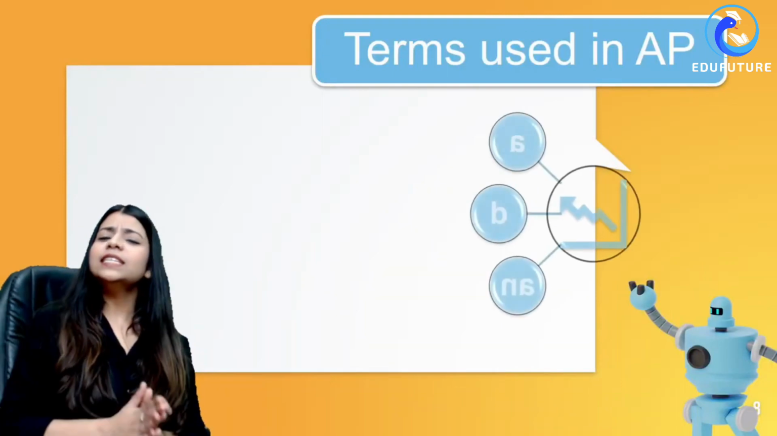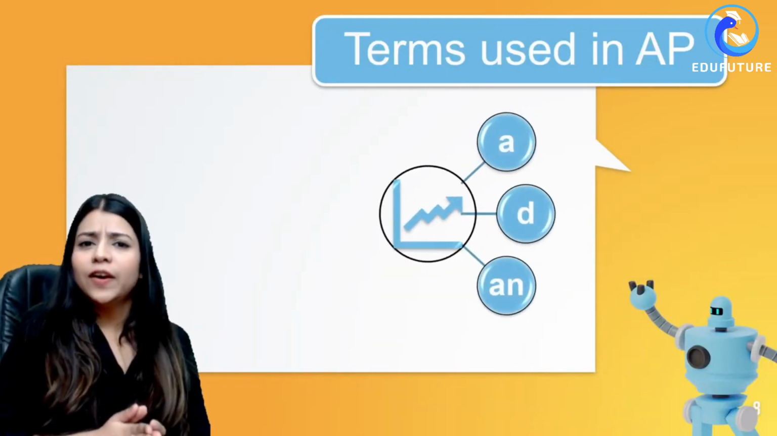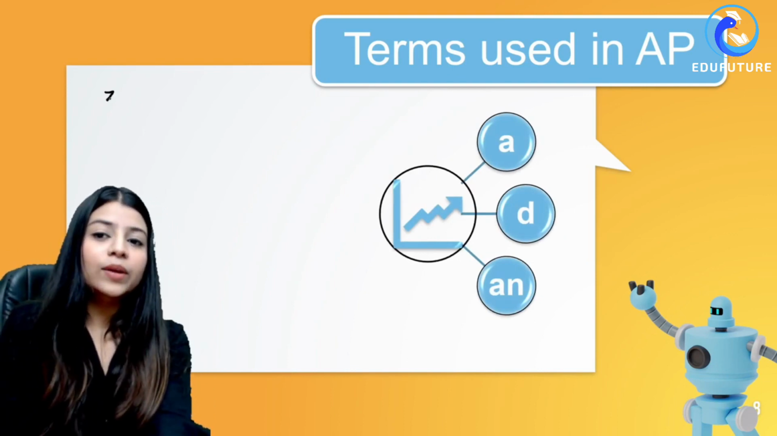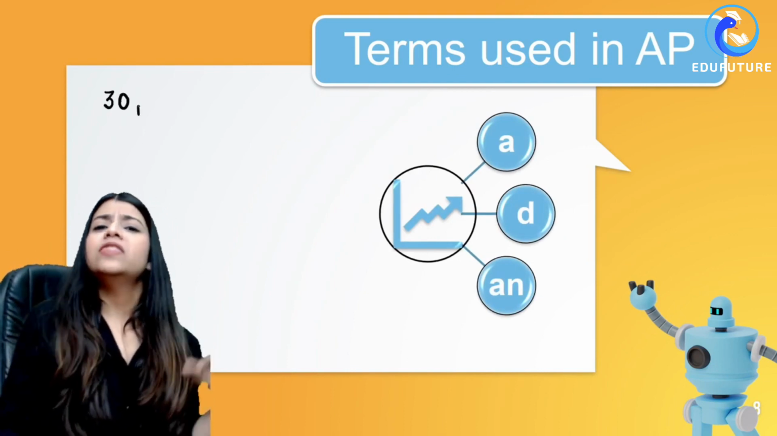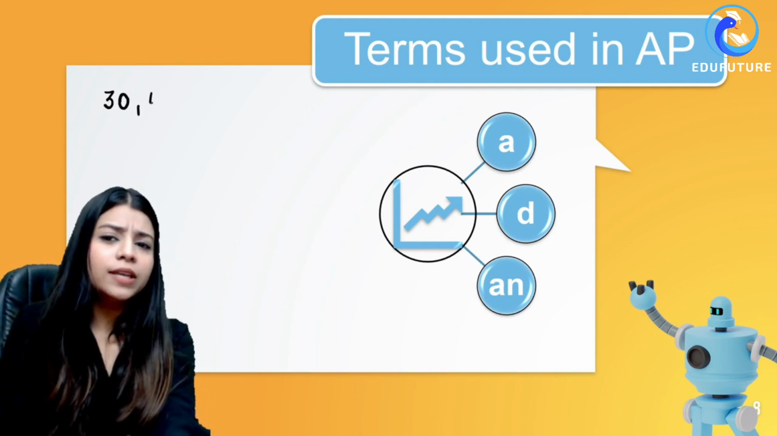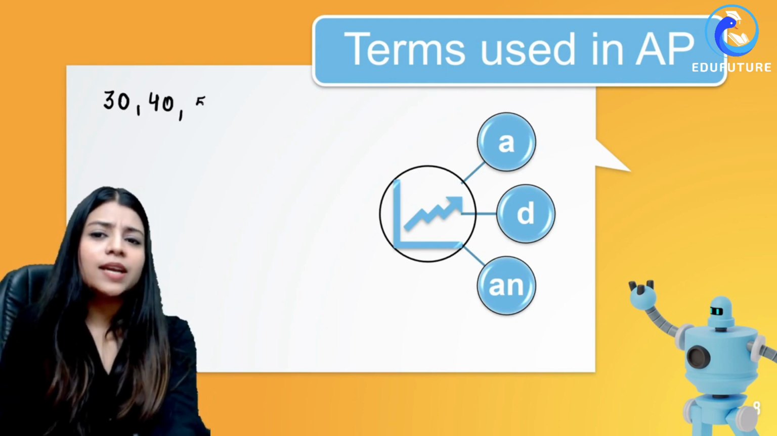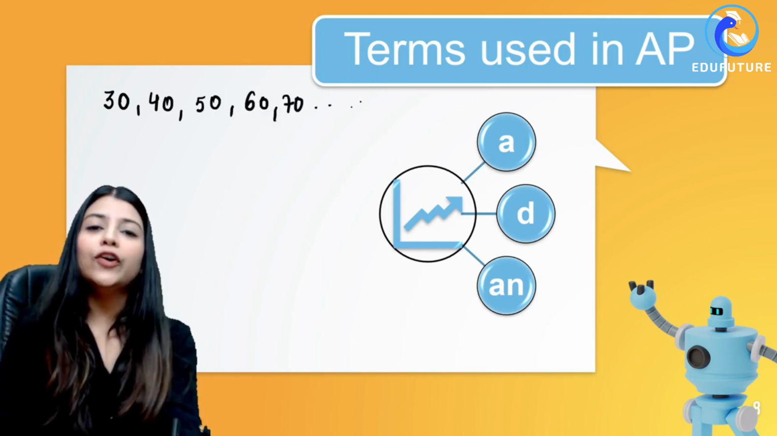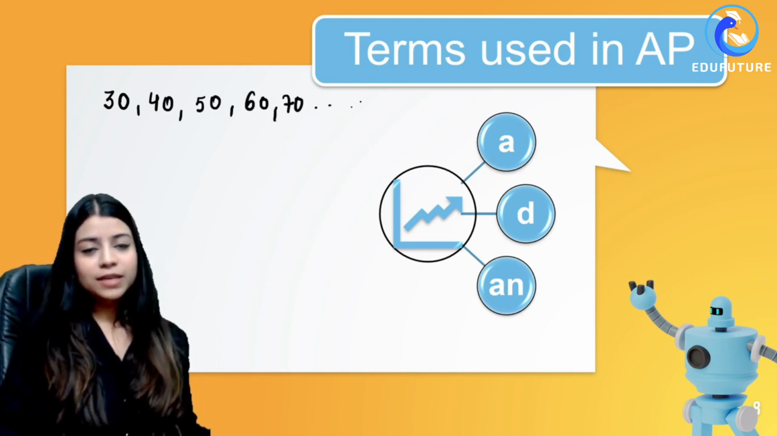All right. So let us see the terms which are used in the AP. Let's take the cab example. So we are starting with 30. Then for the next kilometer, we are taking it as 40. For the next kilometer, we are taking it as 50, then 60 and 70 and so on for the further distance that we will be traveling.